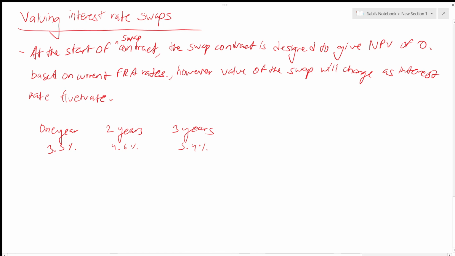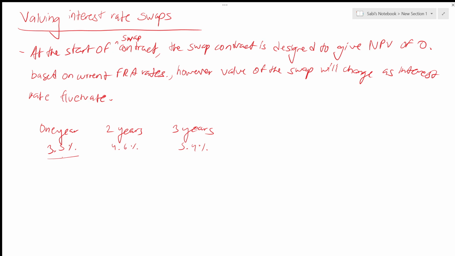So if Saline Company wants to borrow for 2 years, for example, they will be able to borrow at 4.6% per year for the 2-year period. Now, before we value, we first have to find the FRA rates using these 3 spot rates. The FRA rate can be calculated from this data as follows. The FRA rate for 1 year would be 3.5%, because it is 3.5% here for 1 year.